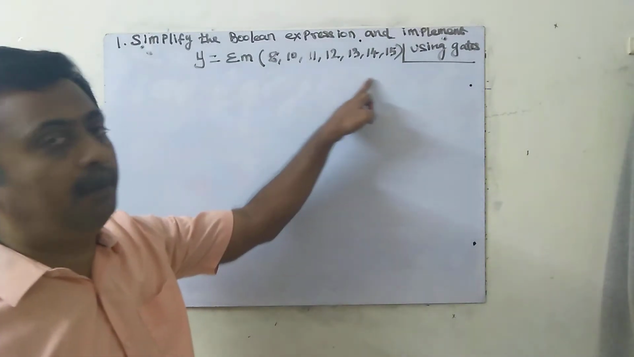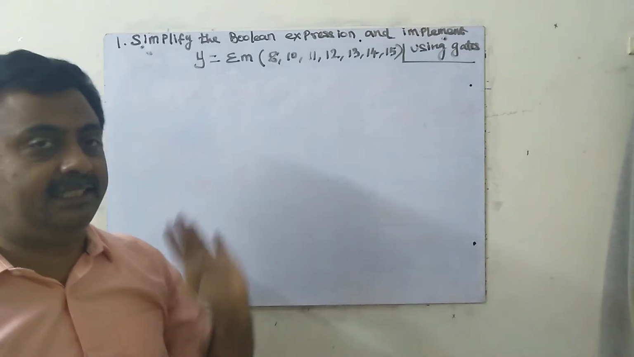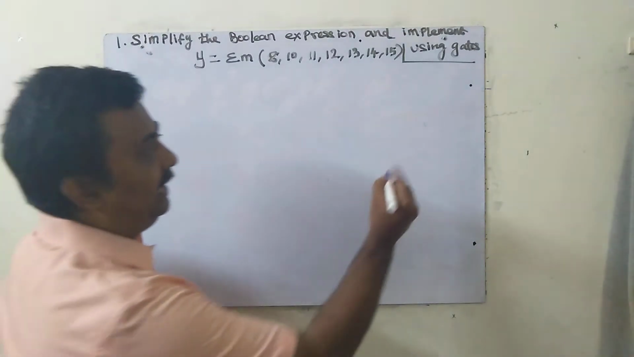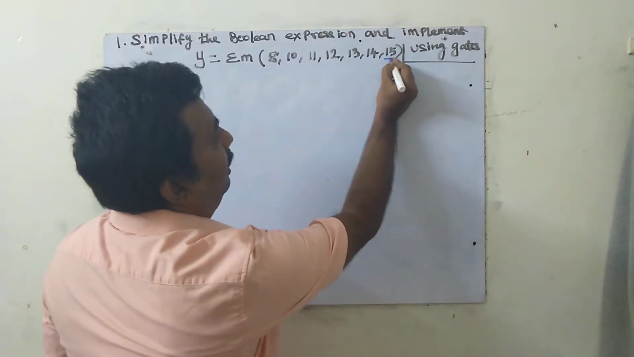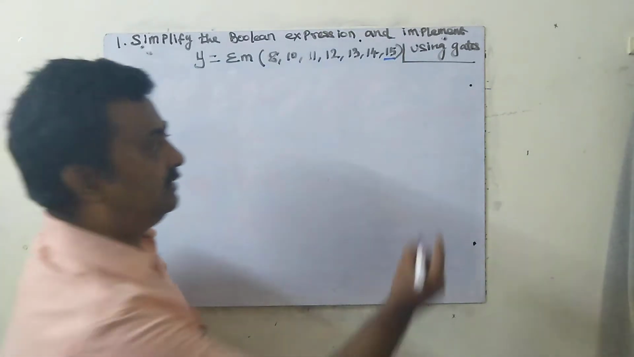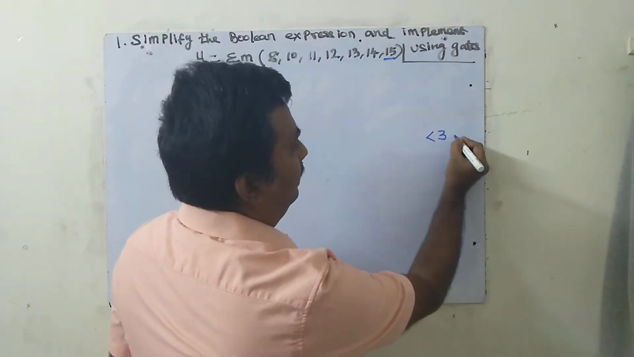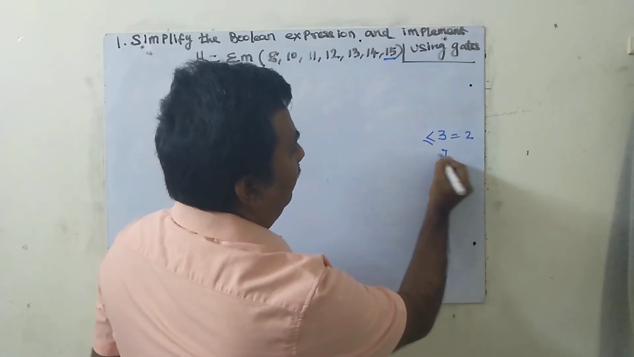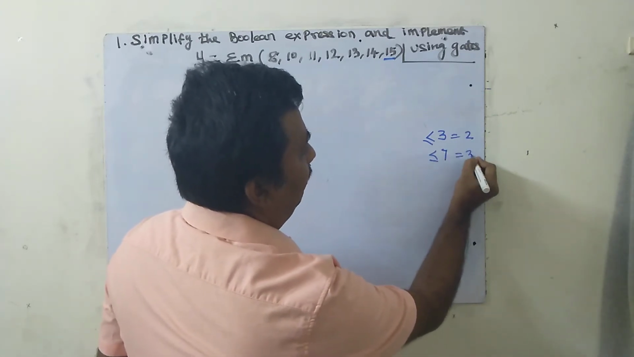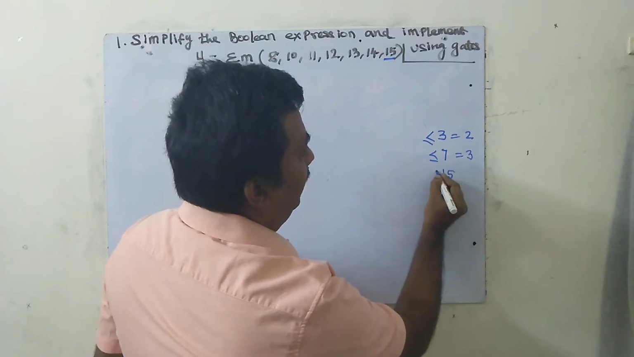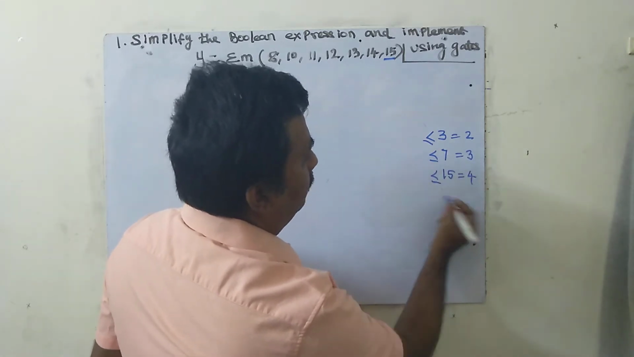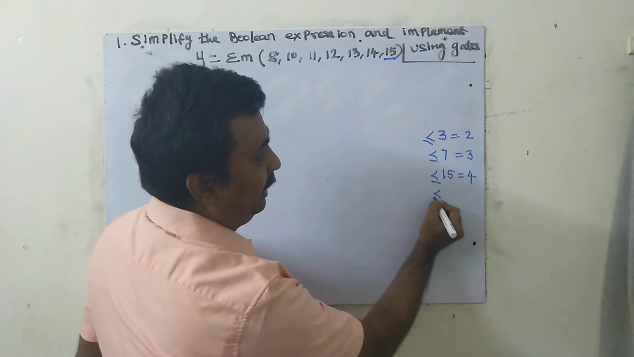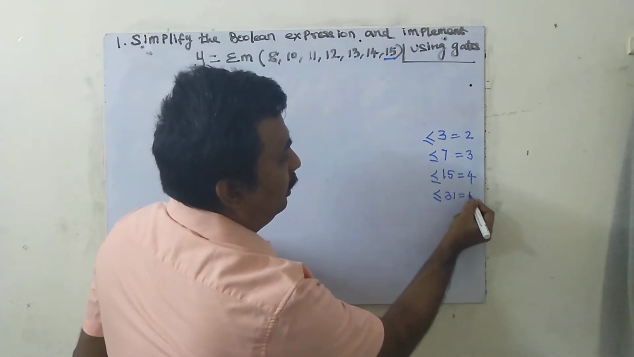How many variables does this problem have? A simple method: if the largest number is 3 or less than 3, that is 2 variables. Less than 7 is 3 variables. Less than 15 is 4 variables. Variable means input here. 31 is 5 variables.